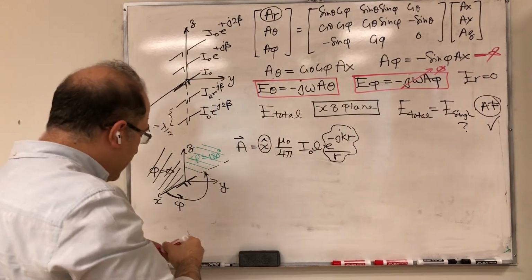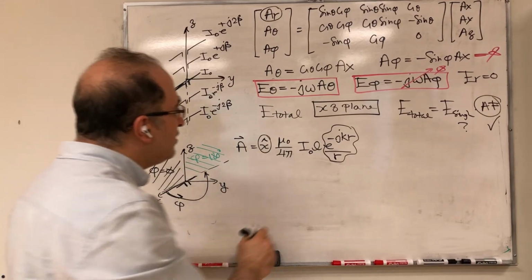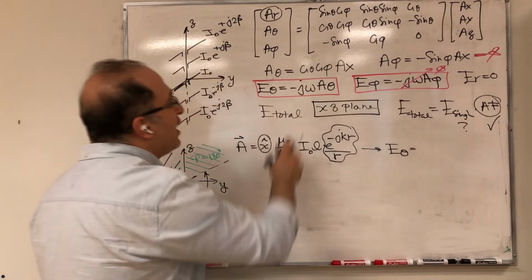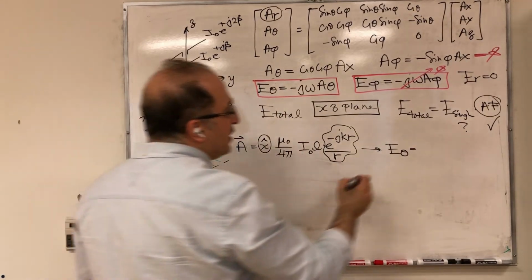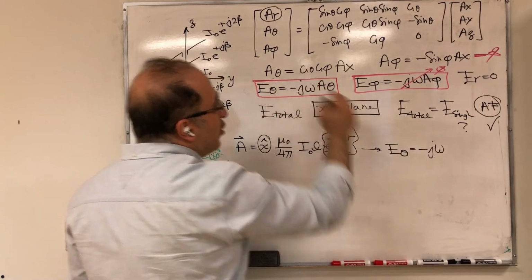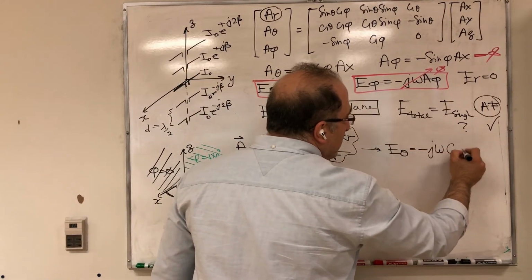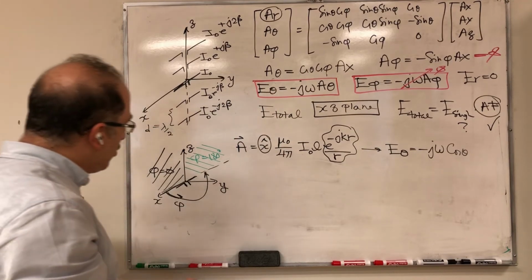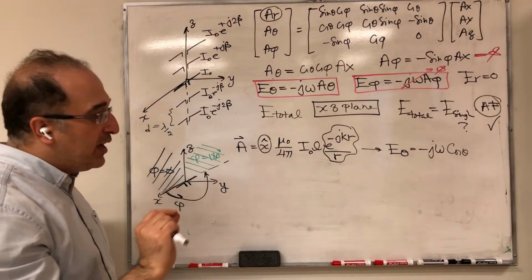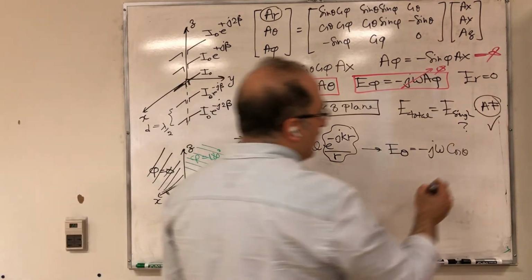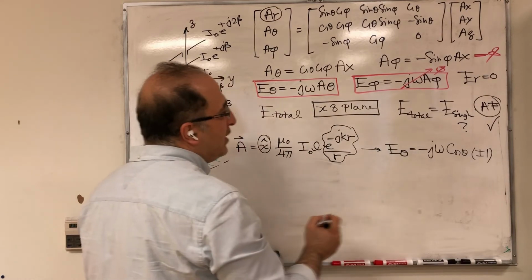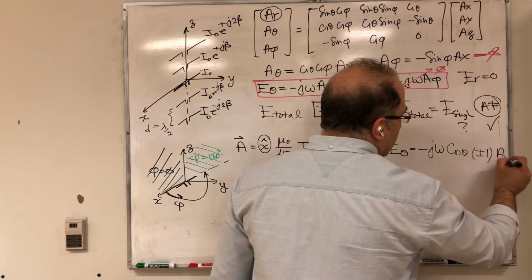So I can just say my E theta becomes minus j omega A theta. So minus j omega, and A theta is cos theta, and now I have cos of phi, and cos of phi could be cos of 0 or cos of 180. So it's going to be a plus or minus 1 here, and then A_x.